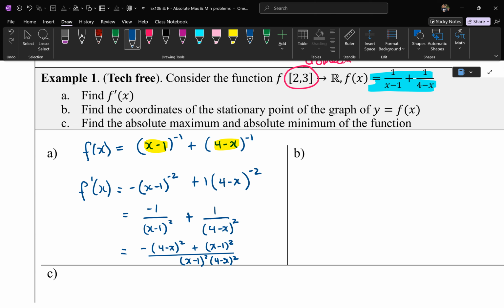Okay? So all I did was multiply both top and bottom by the opposite bracket, and then multiply top and bottom on this side by the opposite denominator. For those who aren't sure what I just did, I multiplied the bottom by (x minus 1) squared, the top by (x minus 1) squared, the bottom on here by (4 minus x) squared, and then the top by (4 minus x) squared. That's all I did. Okay?